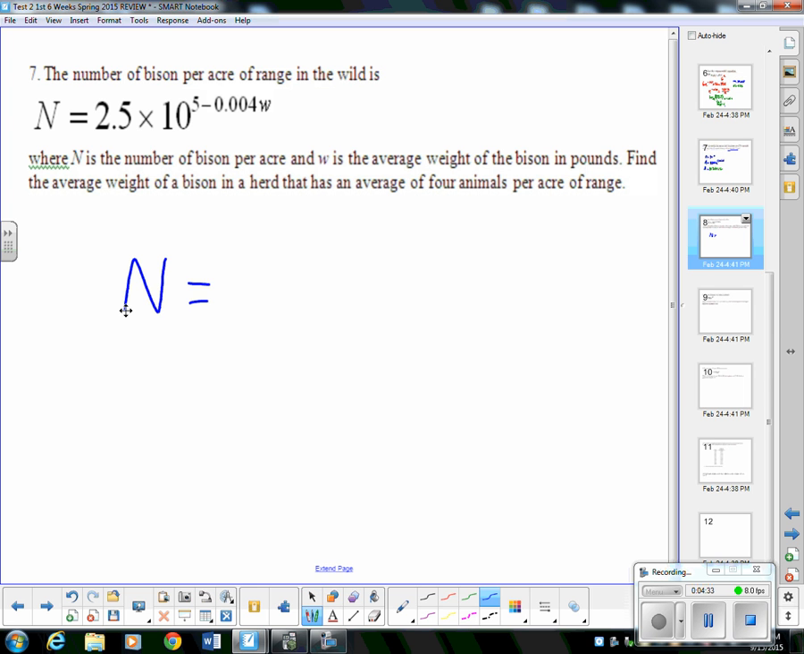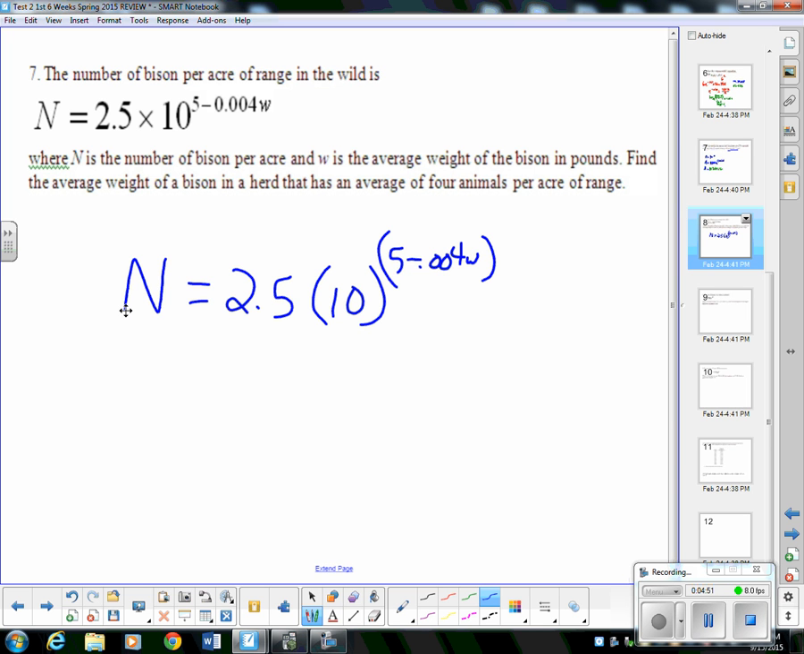N is equal to, and I'm going to write this different. It's 2.5 times 10 raised to the 5 minus 0.004 W exponent. Now that's a little bit different.